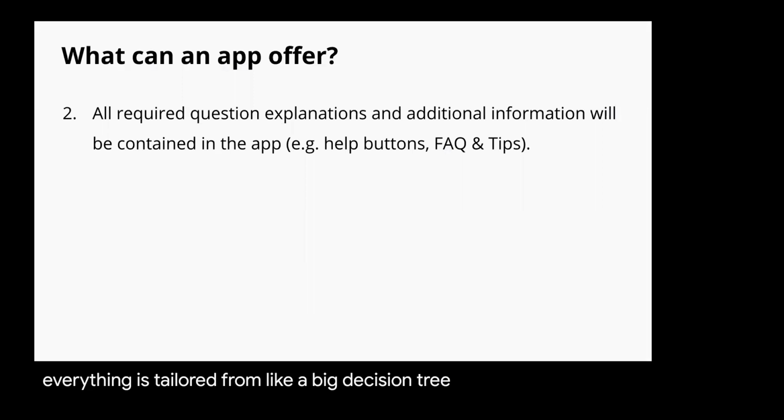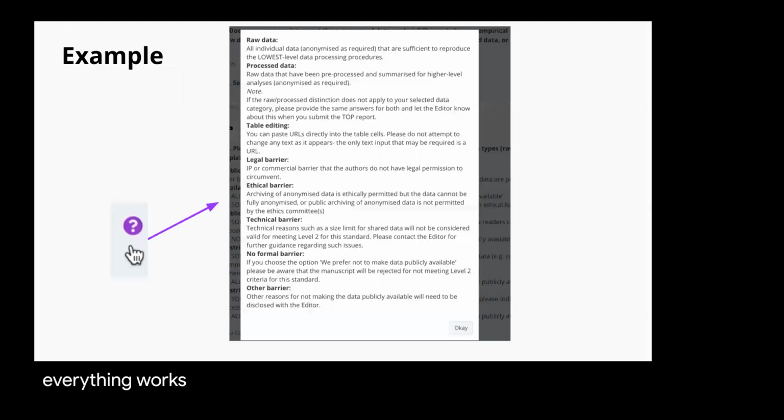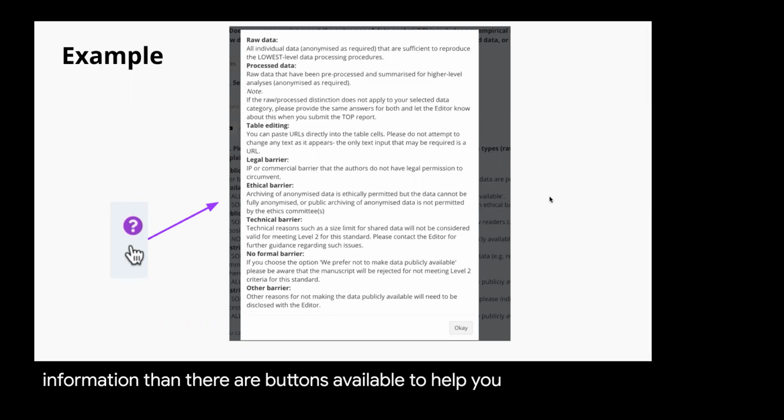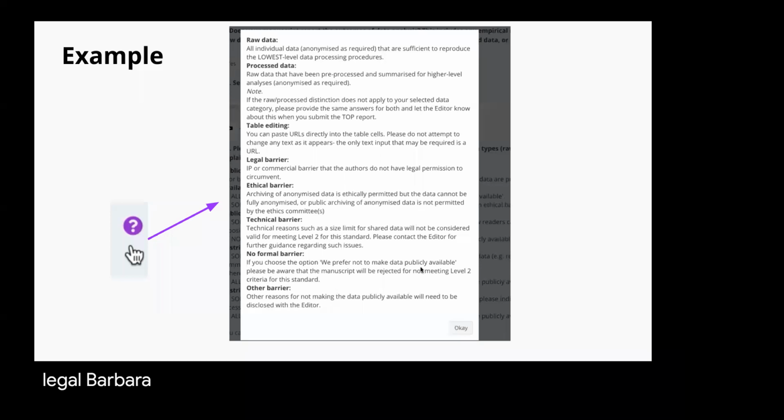The second important part, which I mentioned already, is that everything is contained in one app. So you don't need to go through the websites and figure out how everything works. There will also be help buttons. So if you don't want to read through a bunch of text, you don't have to, but if you do need more information, then there are buttons available to help you throughout the app where you can find definitions of what we mean by, for example, a legal barrier, or how to interact with certain components in the app.